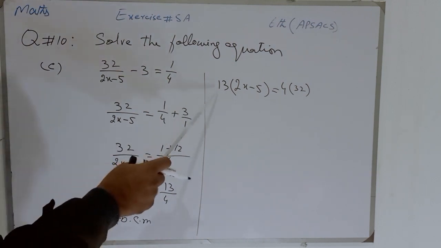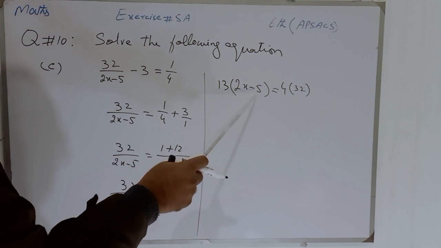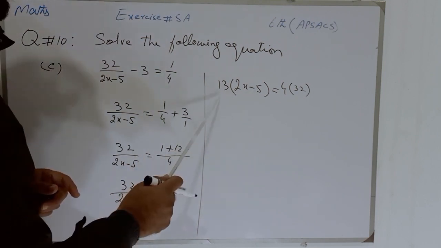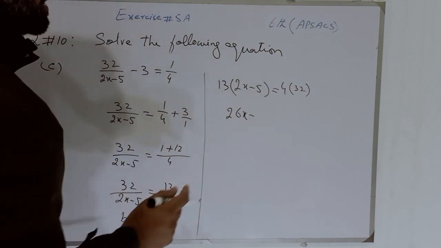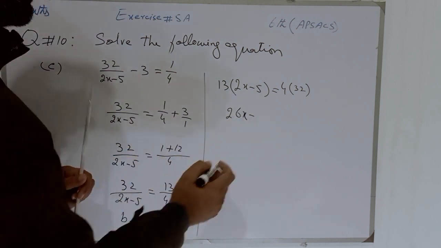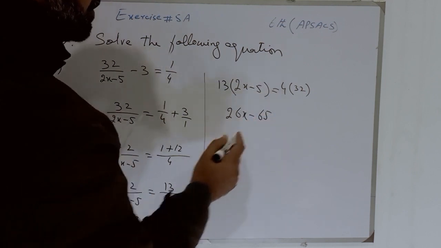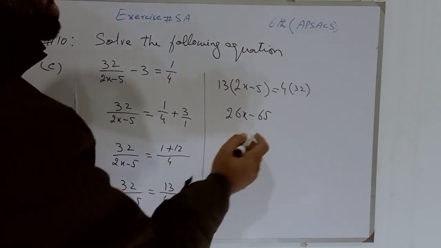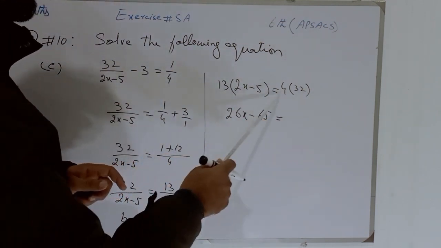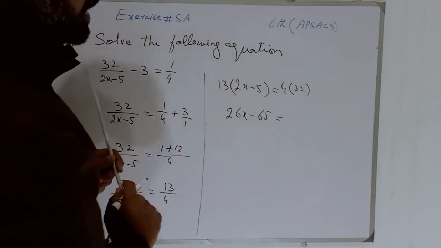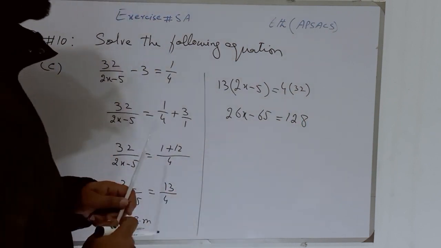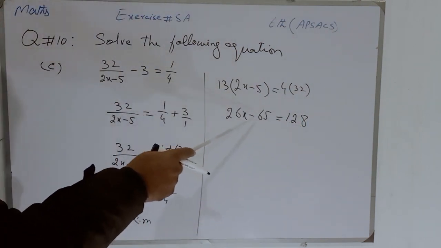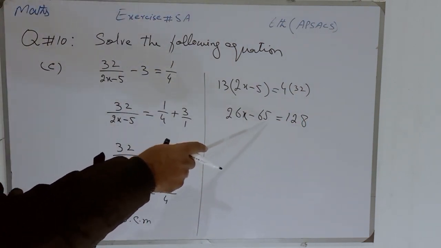Now 13 is multiplying with both the numbers that are written in the bracket. So 13 2s are 26x minus 13 5s are, students, 65. You can multiply it in the working as well. Is equal to 4 multiplied by 32, meaning 4 2s are 8 and 4 3s are 12. It will be 128. Now students, 65 is minus on the left side.